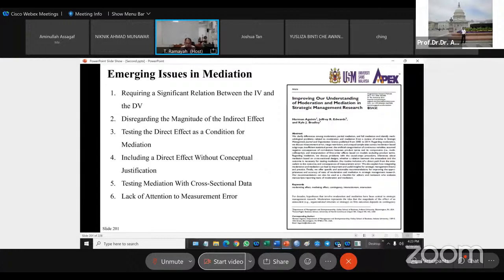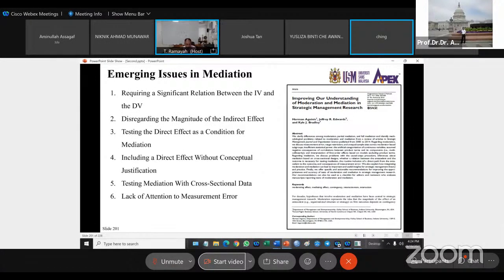One of the things they raise, the rest I've already discussed. Number one is requiring a significant relation between IV and DV. This is the Baron and Kenny method. So what they argue is, you don't have to find IV to DV significant before you test mediation. Finish. Second, they talk about the magnitude of the indirect effect as the effect size.